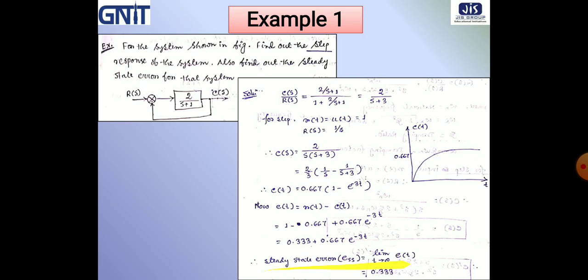Now what is steady state error? We have to apply limit t tends to infinity here. So limit t tends to infinity e(t) is our steady state error, and that will be 0.333. So this is our steady state error.